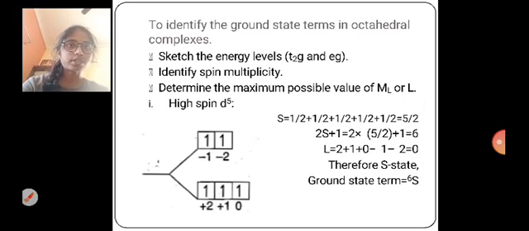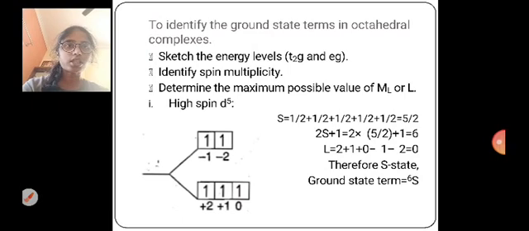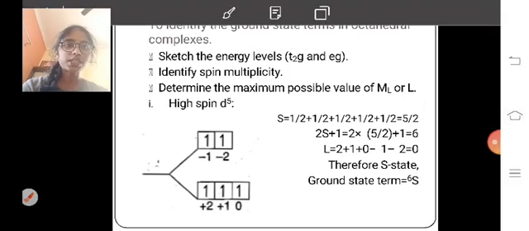So S value is equal to half times 5, that is 5 by 2, and the spin multiplicity 2S plus 1 will be equal to 6. L value is equal to 2 plus 1 plus 0 minus 1 minus 2, that is equal to 0. Therefore L equals 0 means it will be S state. Ground state term is 6S.